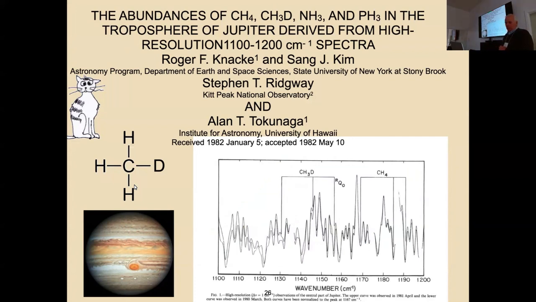We were trying to understand the atmosphere of Jupiter, what was there. And so we measured methane and then deuterated methane. Well, why did that happen? Ammonia and phosphine. And the deuterated methane is methane with deuterium attached to it. So, here was the deal.